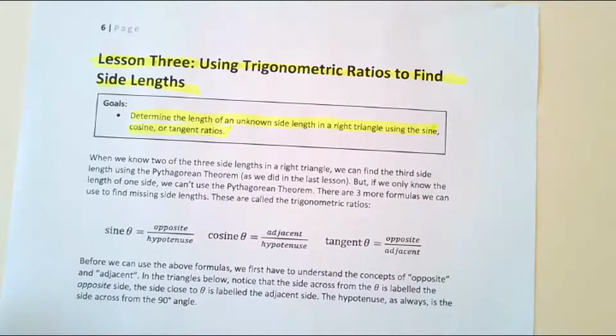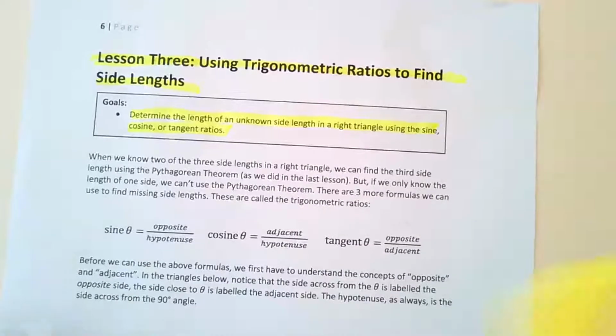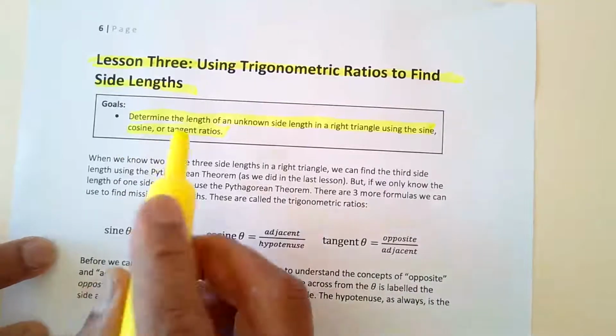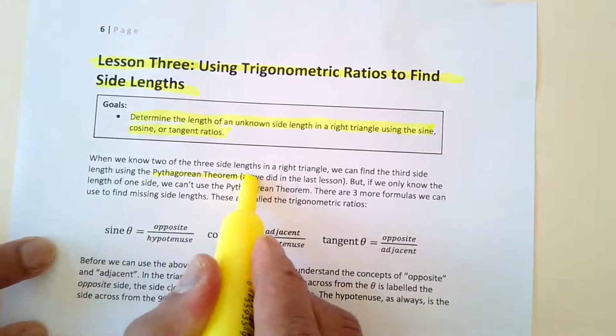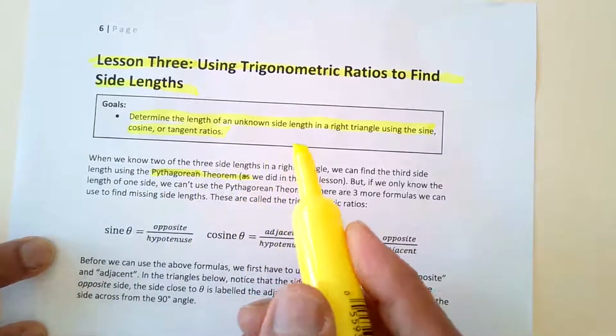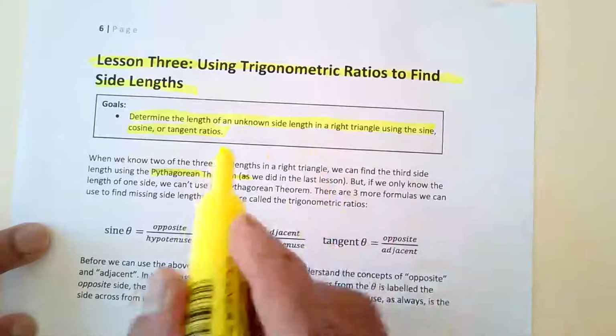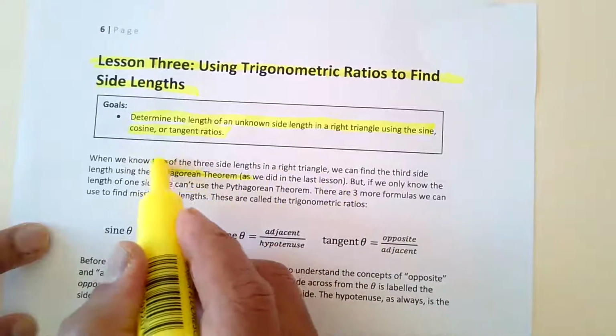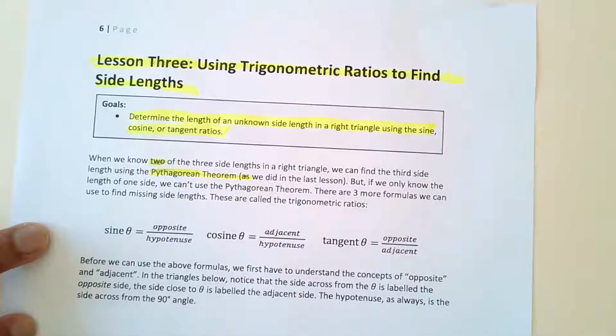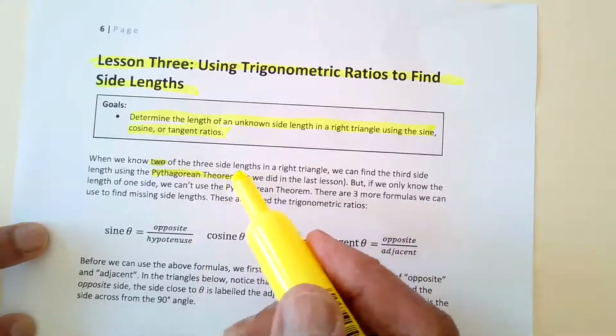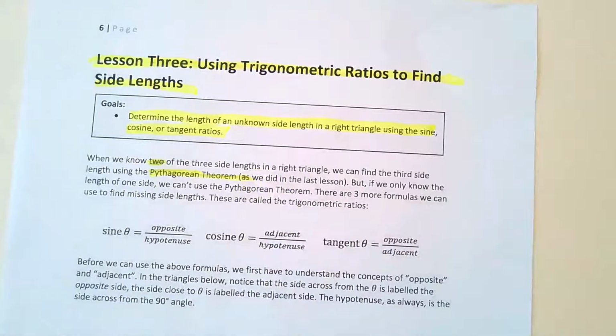Some of you may have heard it before, because it's very different from lesson 2. In lesson 2, we used the Pythagorean theorem. Now, the Pythagorean theorem can only be used when you know two sides. So if you want to find the third side, that's the Pythagorean theorem.